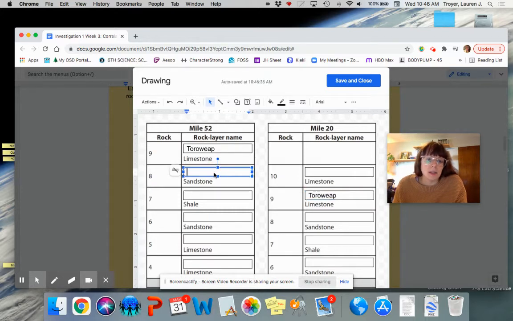Layer 8 is called Coconino. Layer 7 is called Hermit Shale. Layer 6 is called Supai sandstone. Layer 5 is Redwall limestone. Layer 4 is Muav. And then up here is Kaibab.